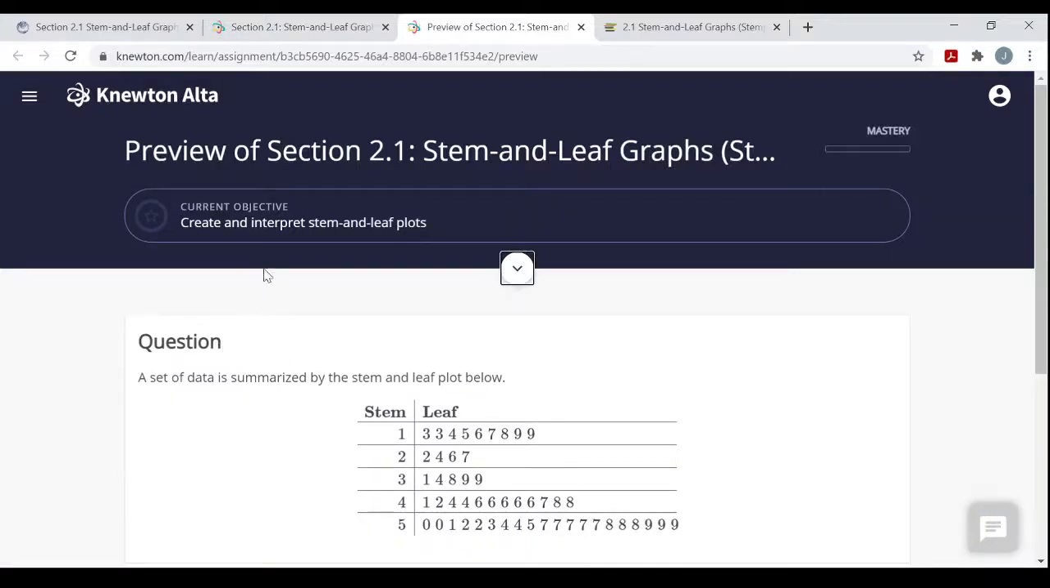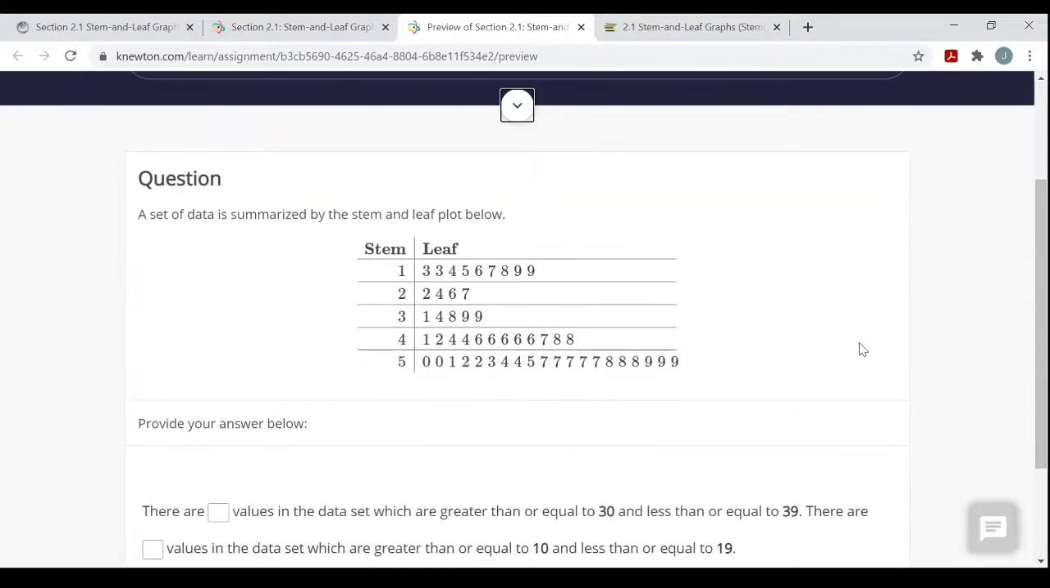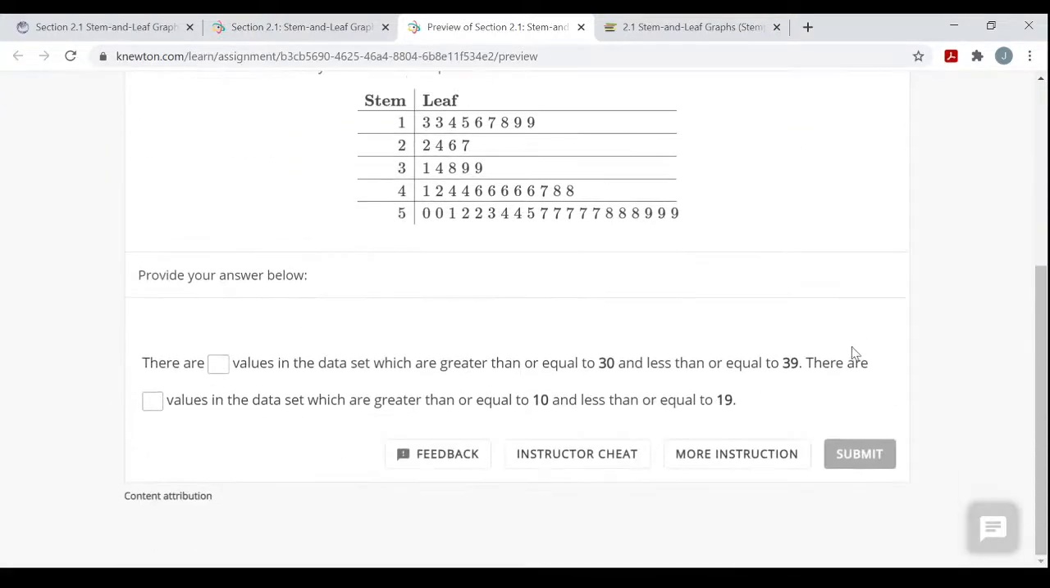Alright, so this first question here is on the objective, create and interpret stem and leaf plots, also known as stem and leaf graphs or stem plots. Now, being that it's the first time I'm seeing this objective, if you have read through the material, you read the OpenStax book, you watched some videos, and you feel comfortable with the material, go ahead and start answering questions right now.